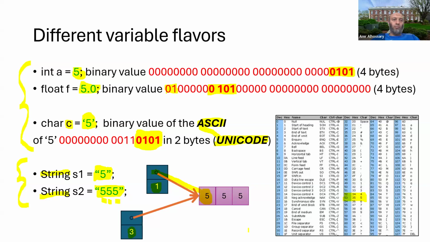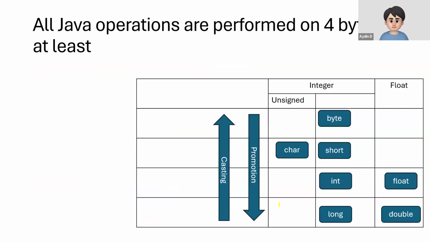This slide is not important, but it will make you understand what you see and be able to convert things later. Now, this slide is very important and everybody must know it. Java operations are performed on 4 bytes at least. On how much? 4 bytes. 4 bytes at least.